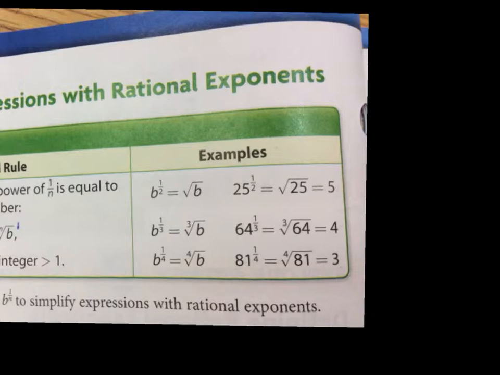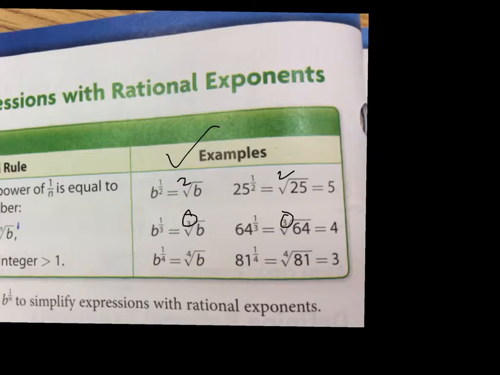Now, I want you to notice something. This is b to the 1/2 power. That means there's an index of 2 there, so that's the square root of b. An example of that is when I have 25 to the 1/2 power, that's the same as saying the square root of 25. The square root of 25 is 5. Now, if I have it to the 1/3 power, that means I'm going to take the cube root. That's where that little 3 is in the index. So if I have 64 to the 1/3 power, that means I'm going to take the cube root of 64.